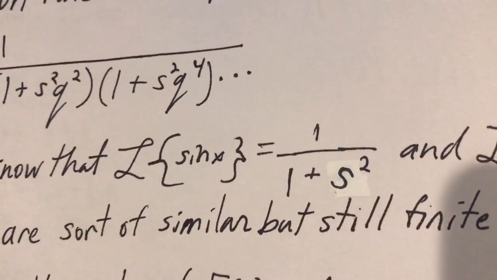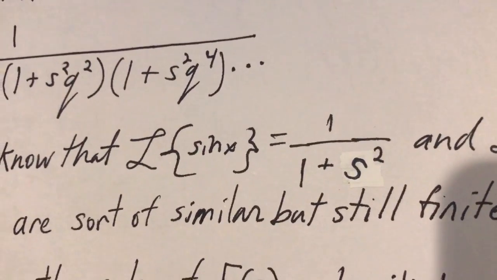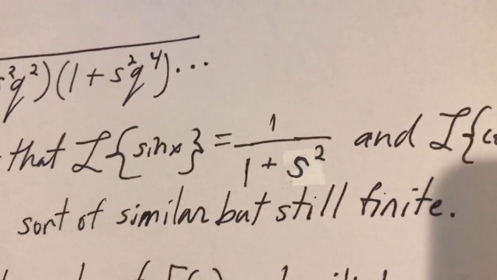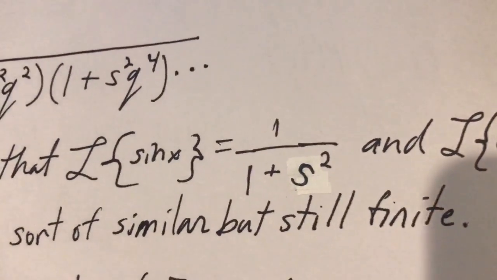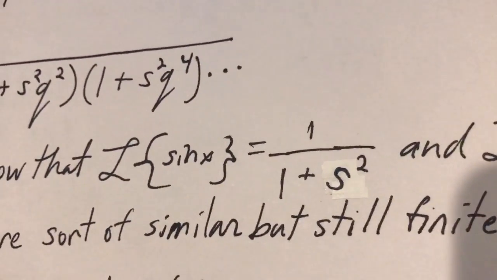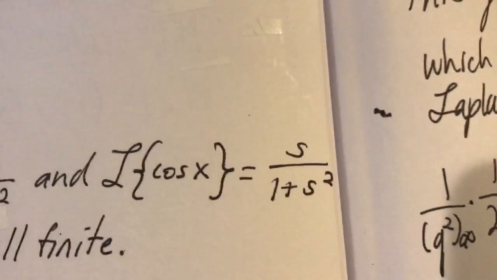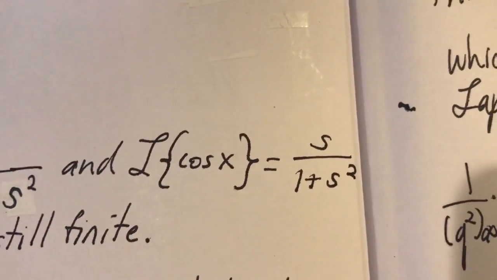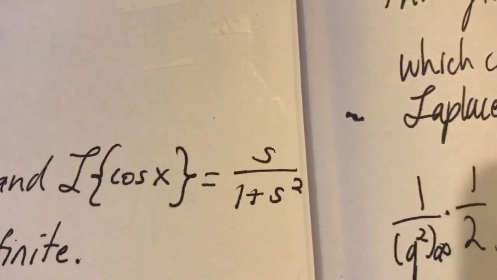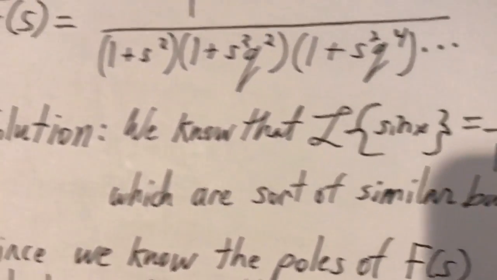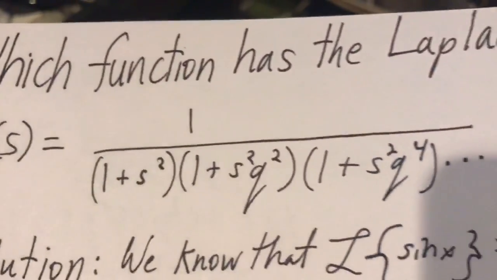For example, the Laplace transform of the sine function, if we take the frequency domain variable as s, is equal to one over one plus s squared. The Laplace transform of the cosine function is s over one plus s squared.